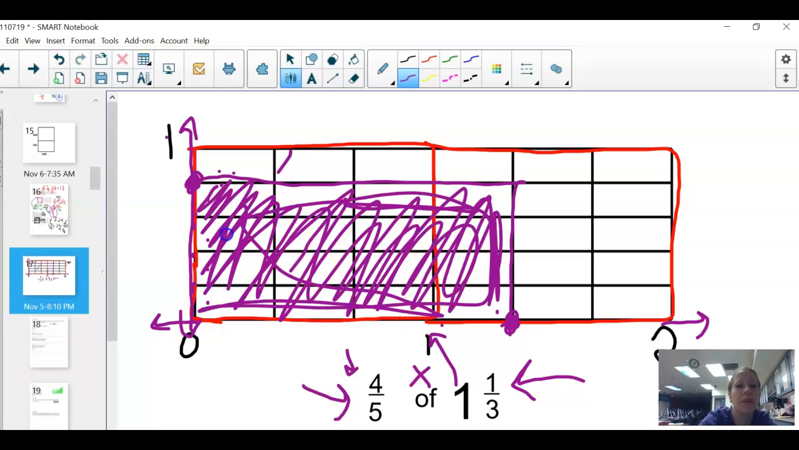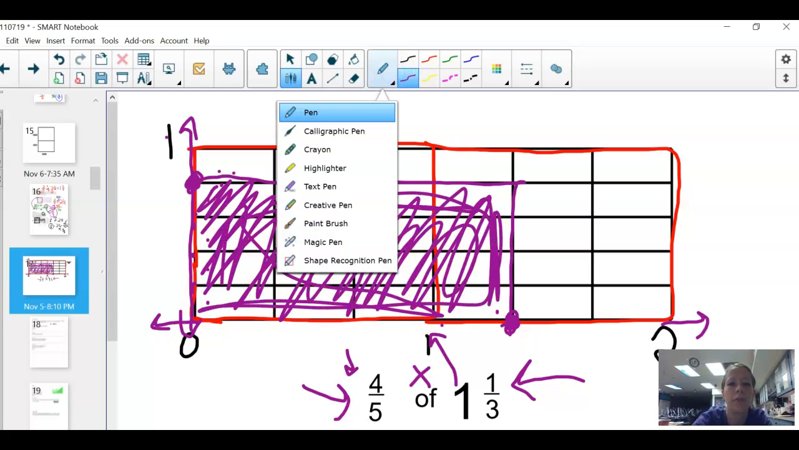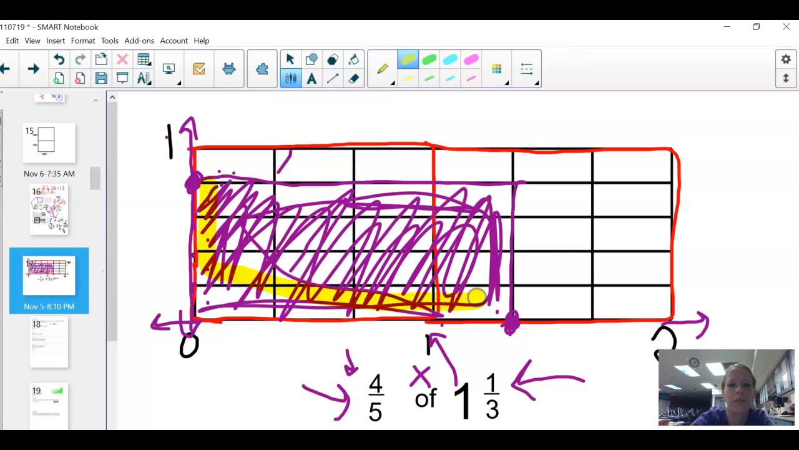Sorry, that is very messy. I should have used a different tool, like this one. Let's see if it'll work. No, that's not going to be much easier to see. Okay, now I'm going to count which ones I colored.